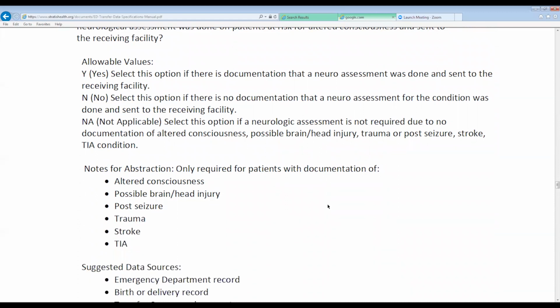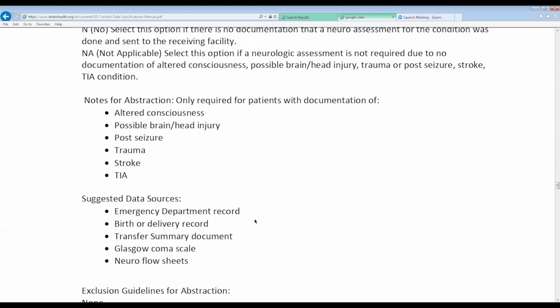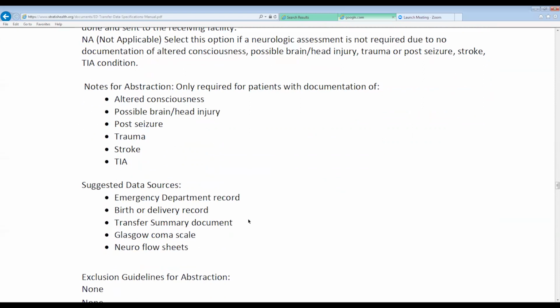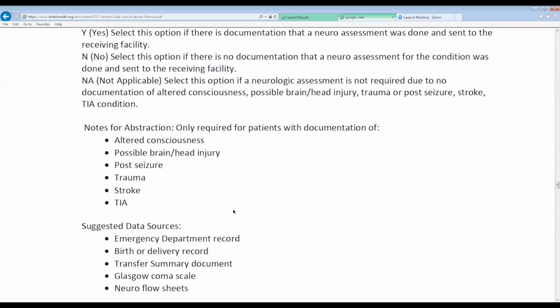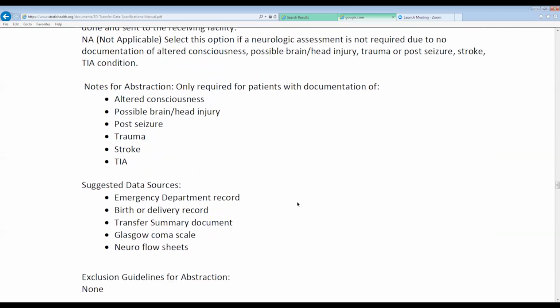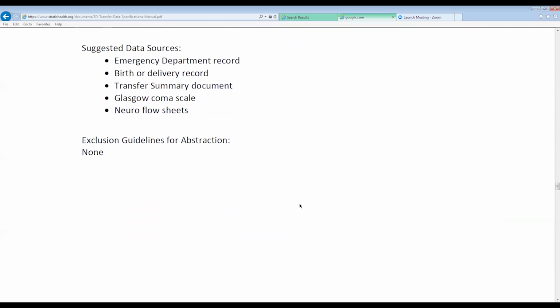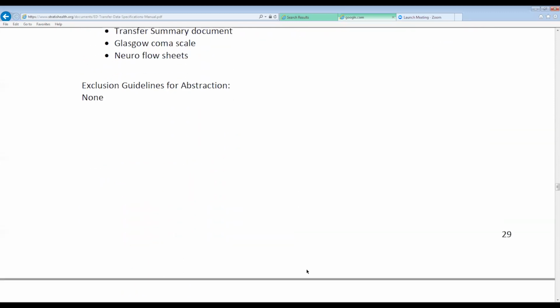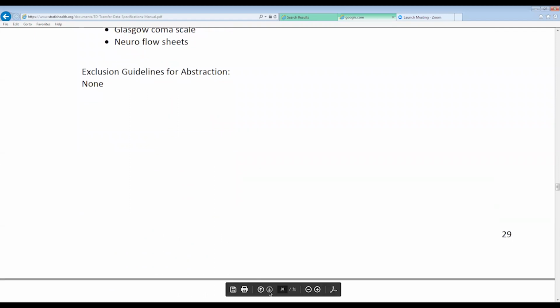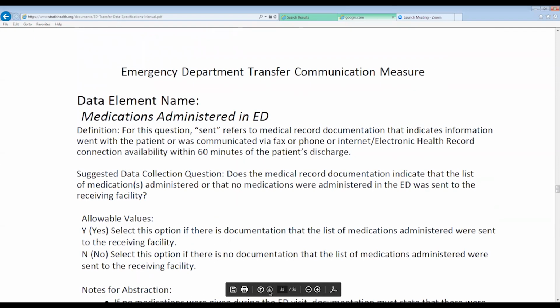But I think for the most part, a lot of times there is like a neuro assessment. But the only one that we're requiring it for is for like these conditions. I don't know if anybody has trouble with that. People don't ask me a lot of questions about that one, so I'm thinking that people are being okay with that one.